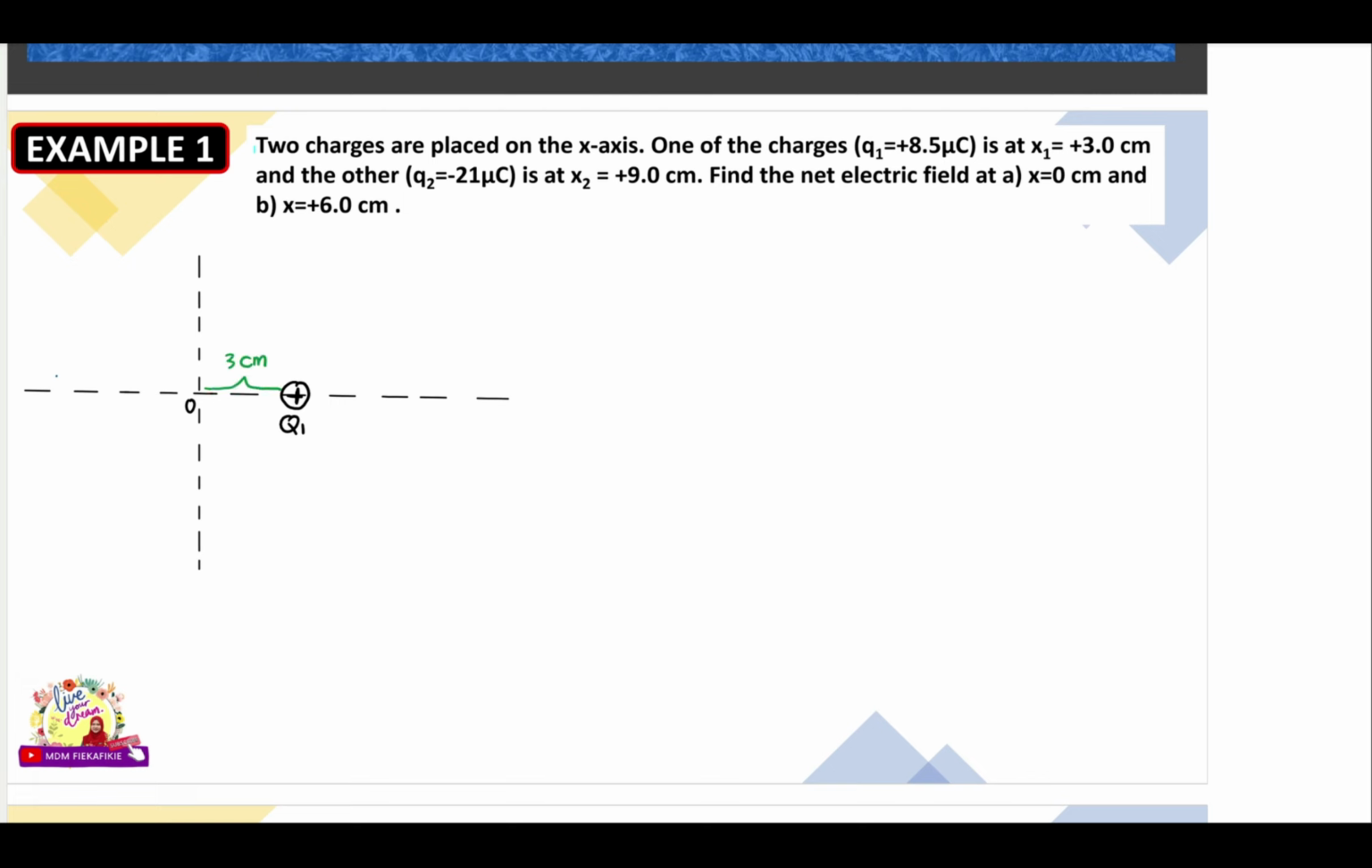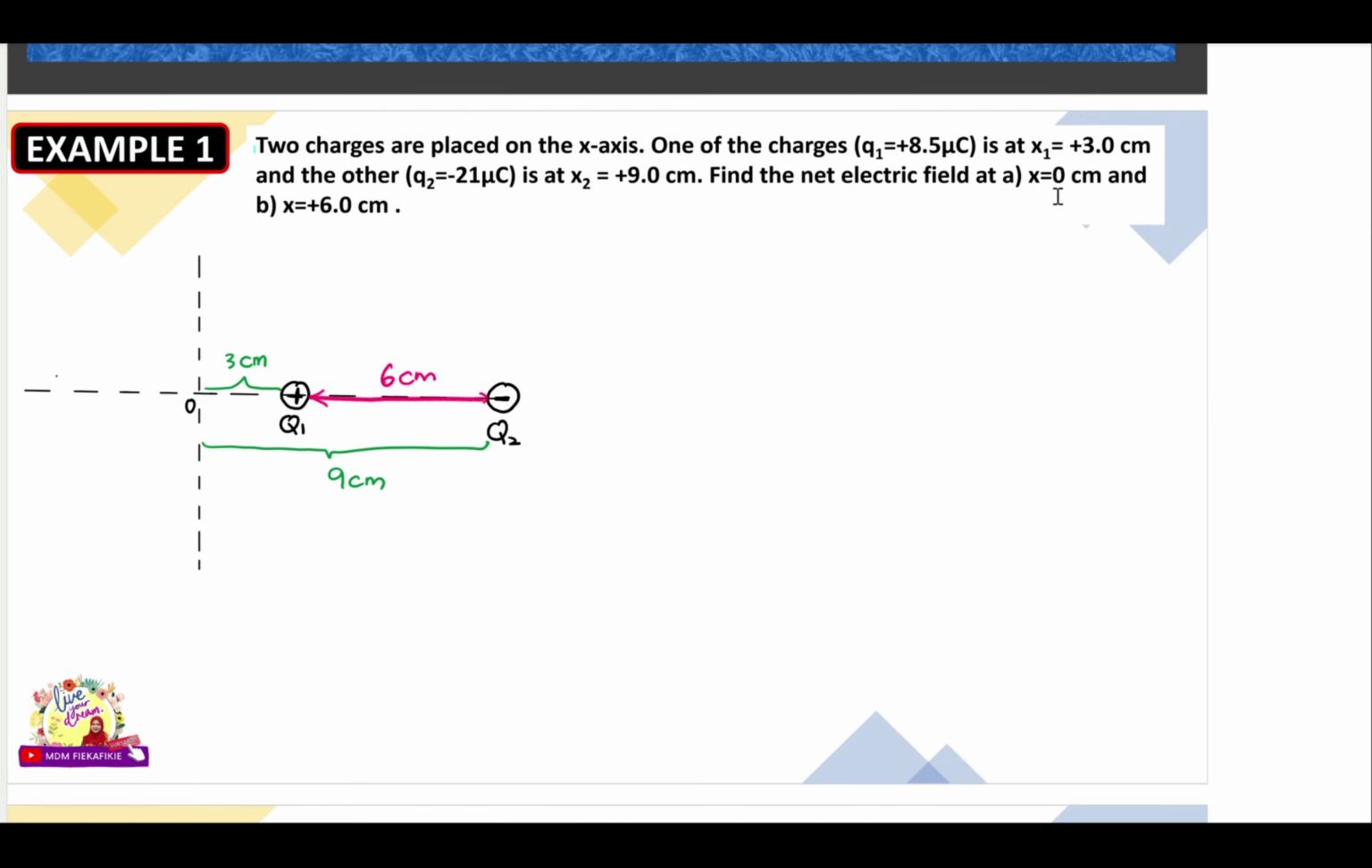And then the second charge is at 9 centimeter. Kedudukannya pada koordinat 9 centimeter. Kita letaklah kat sini satu. Dan dia adalah negatif charge Q2. So kalau jarak daripada sini ke sini adalah 9 centimeter, and the distance between Q1 and Q2 should be 6 cm, right? Okay. So now we want to find the net electric field.